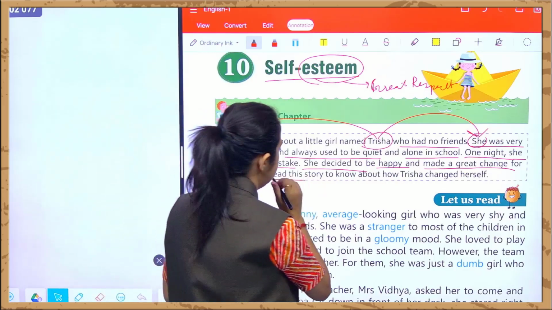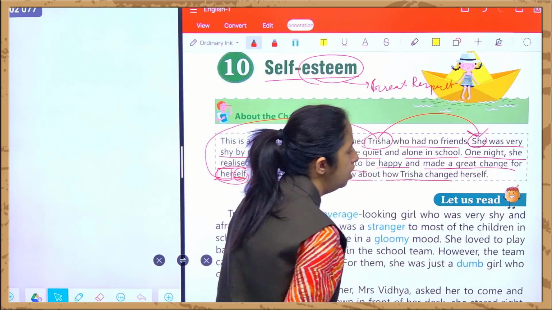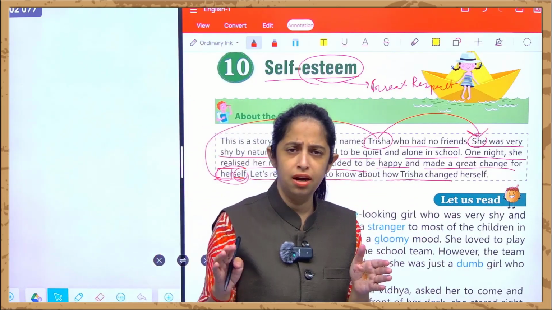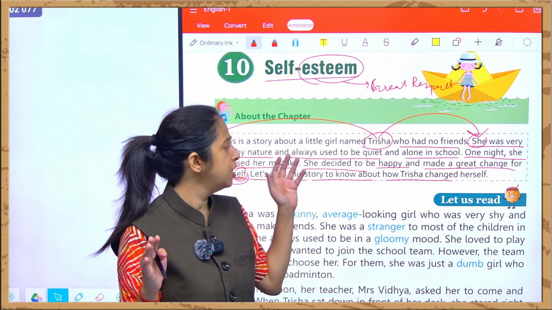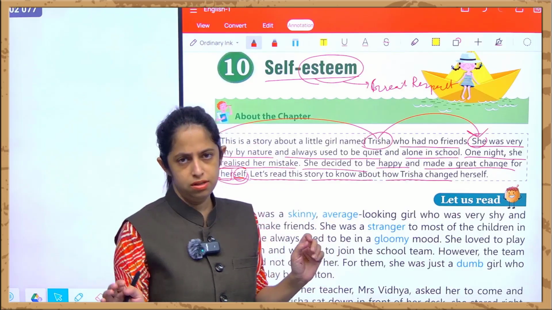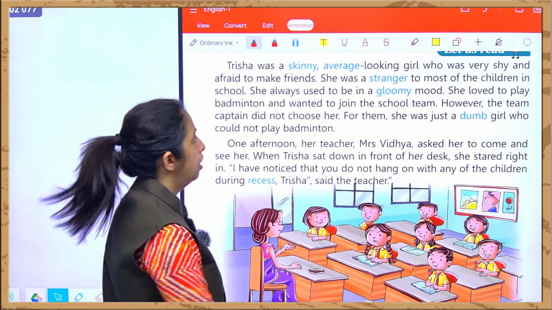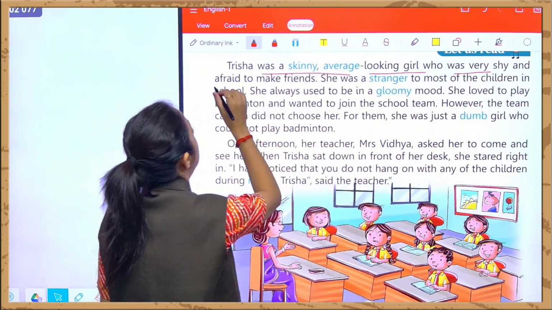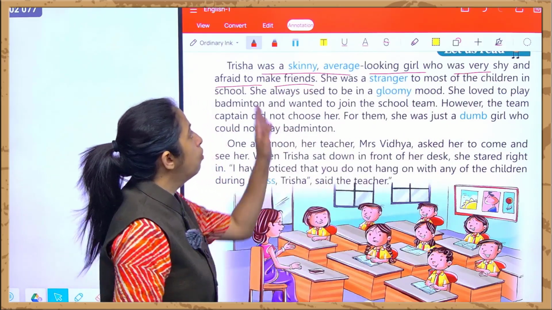Now let's read this story to know about Trisha, how Trisha changed herself, how Trisha changed her personality, as she was a kind of shy girl who always used to be quiet and alone in the school. So Trisha was a very skinny, average looking girl who was very shy and afraid to make friends.